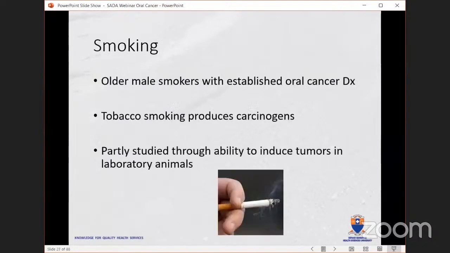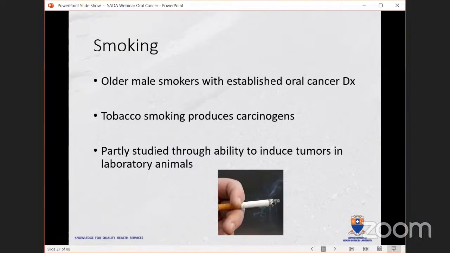The first one of these will be smoking. Now, the relationship between the development of oral cancer and cigarette smoking, especially when combined with alcohol use, is well established in the literature. A large number of studies have demonstrated the relationship between older male smokers and an established diagnosis of oral cancer. Tobacco smoking produces a number of known carcinogens, and the potential role of tobacco smoke carcinogens in smoking-associated cancers can be evaluated by various means.